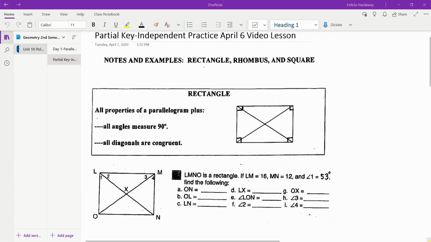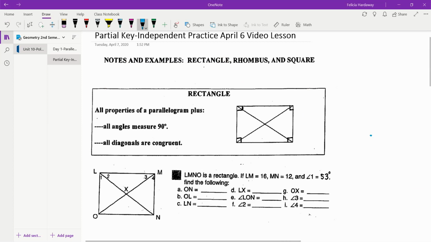Okay, we're gonna do a quick video explanation of some of your independent practice problems. I just want to recap that you need to be using the properties that were talked about in the two previous videos. So you're gonna have some problems to do with each shape: a rectangle, a rhombus, and a square.